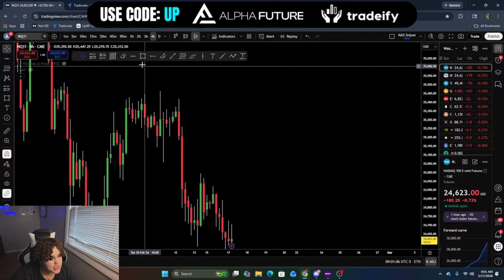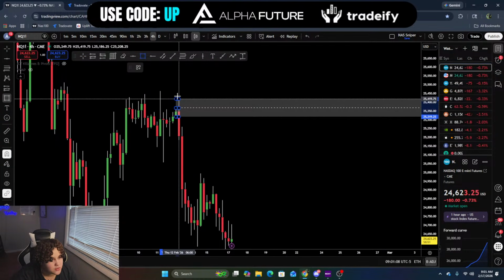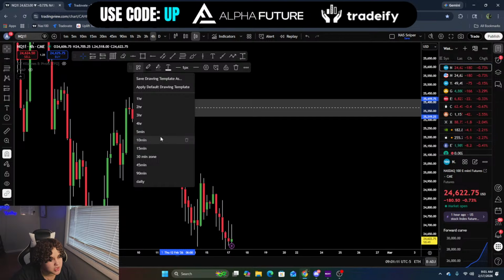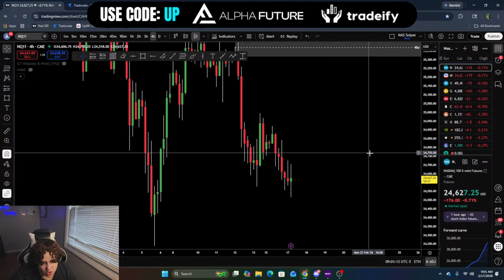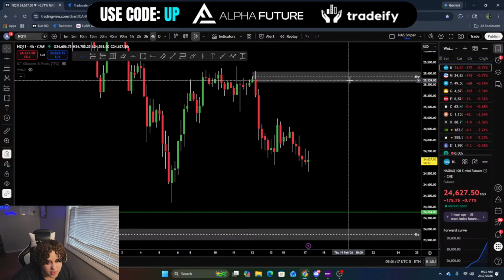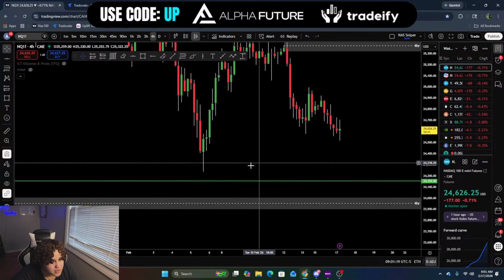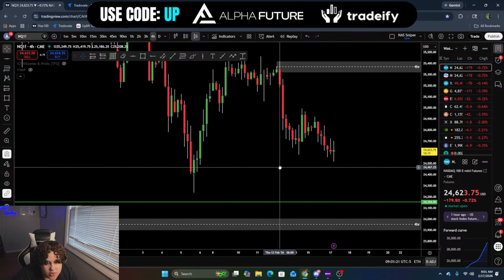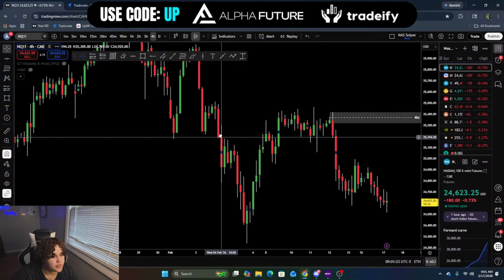All right, on the 4 hour time frame, we have this 4 hour demand zone up here, which could be a good target for longs. If I do take longs today, I think it could get up here, this 4 hour supply zone. Don't see any more zones on this time frame though.